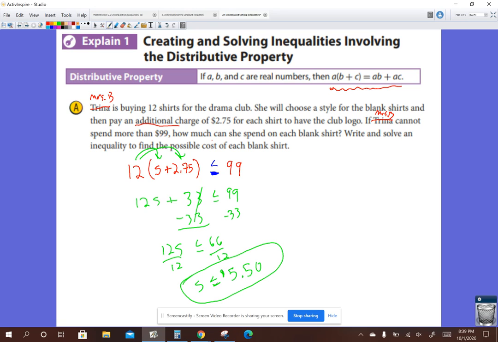So again, this is the magic. She can spend $1 on each shirt, she can spend $2, but now she knows that the most expensive shirt she can get for these options, the most expensive one can equal $5.50, or she can spend a little bit less and then save everybody in the club some money.